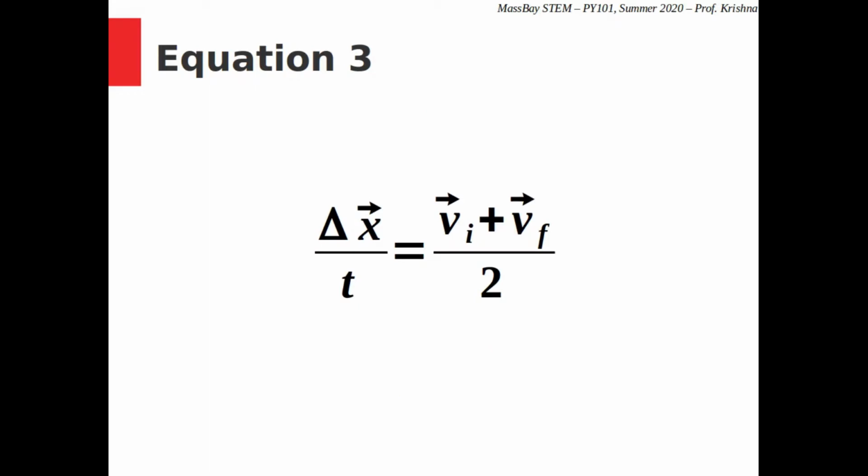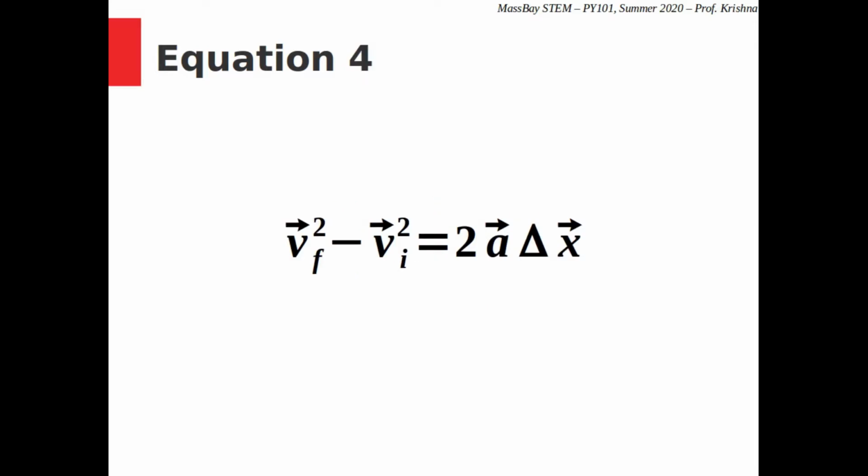A third relationship stems from rewriting the definition of velocity. My favorite way of writing this third equation is like this. Displacement over time equals initial velocity plus final velocity over 2. This should also make sense. It just says that displacement over time equals average velocity.